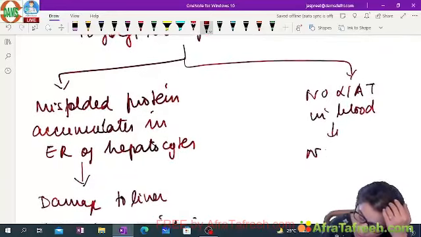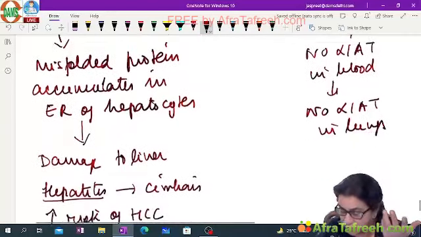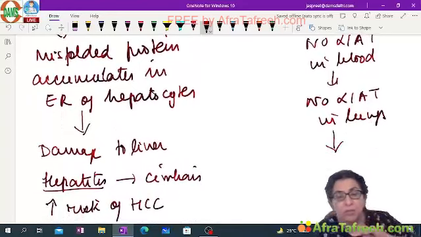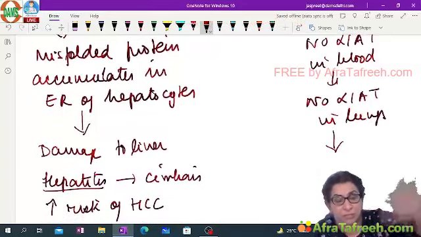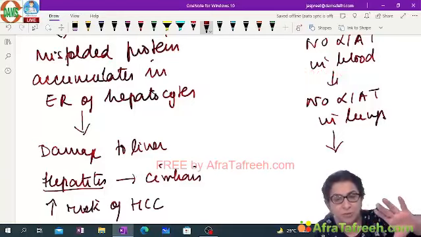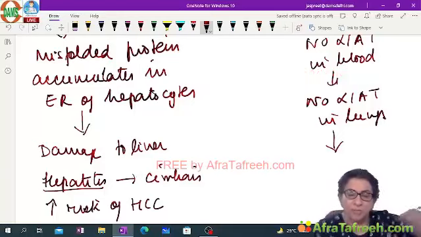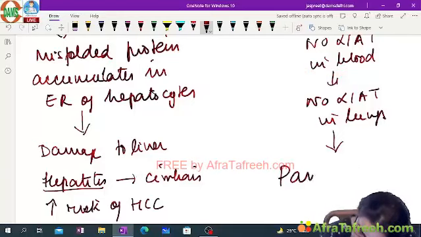So no alpha 1 antitrypsin in blood, no alpha 1 antitrypsin in lungs. So now, the proteases produced by neutrophils and macrophages, especially if the person is a smoker with alpha-1 antitrypsin deficiency, are a lot. They go on breaking the elastic tissue in the alveolar septae and produce pan-acinar emphysema.